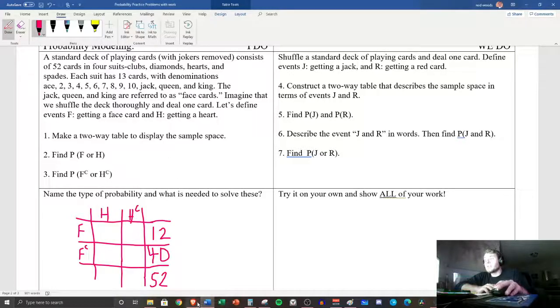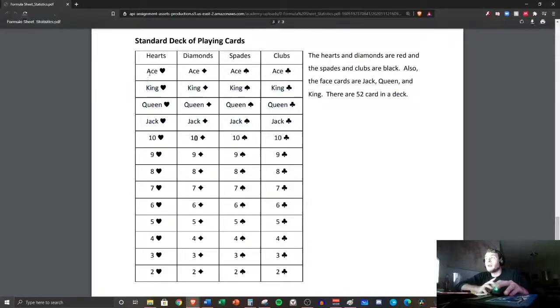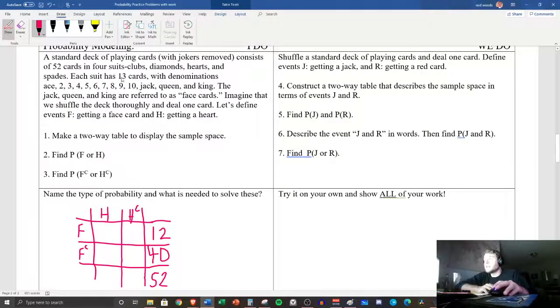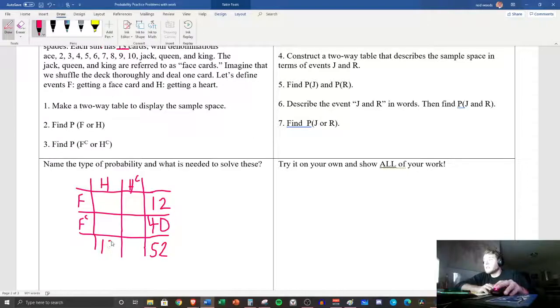Then H is hearts. Again, I can go to my table here if you don't know it. How many are in the suit for hearts? Well, if you count them, there's 13. It even tells you right here each suit has 13 cards in it. So we put 13 hearts. That means that there are 39 that are not hearts.